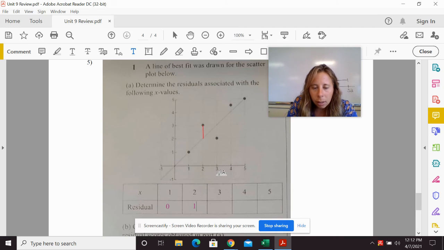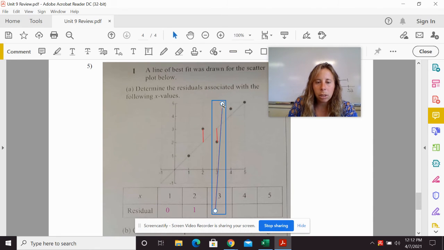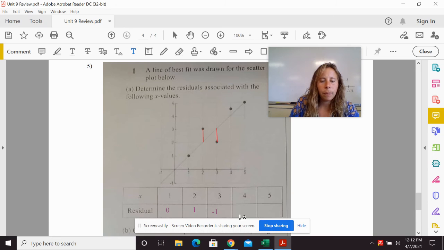Okay, let's look at 3. So in x equals 3, this point is at 2, but the line crosses at 3. Okay, so what is the length of this line? From 2 to 3. Okay, so it's 1, but it's below the line, so you have to do -1. So that is -1.